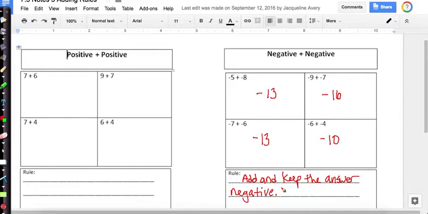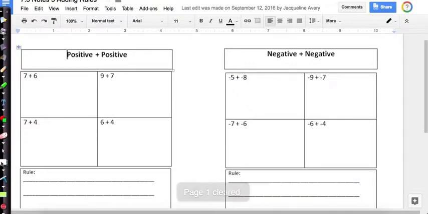Okay, so now we've added positive and positive, negative and negative. And they're basically the same rule. We just add and we keep the sign the same. So positives, we keep positive, negatives, we keep negatives. Now we're going to look at some examples where we're adding some positives and some negatives.